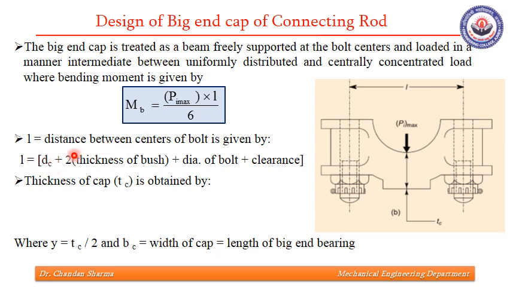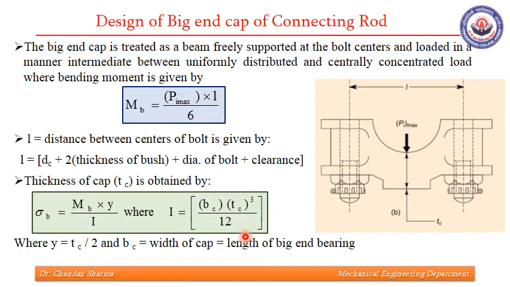We can find L: L is dc, which is the diameter of the crank pin, plus twice the thickness of the bush, plus the diameter of the bolt, plus clearance, which is usually 3 mm. If we put this value over here, Pi max is known to us. If we put the value of L over here, the only unknown left is tc.